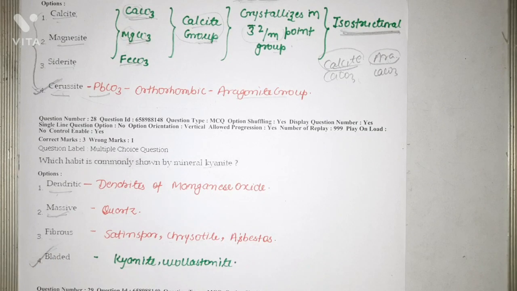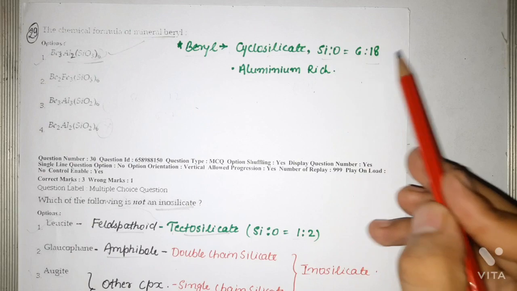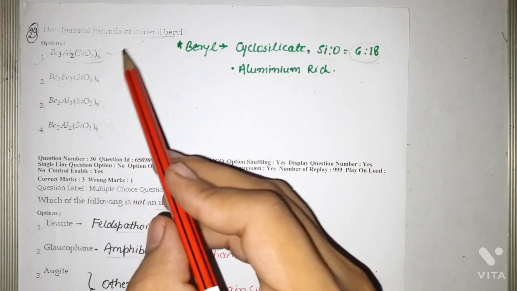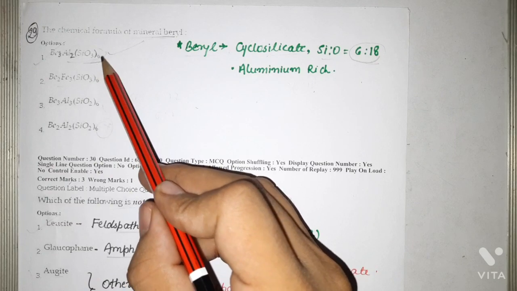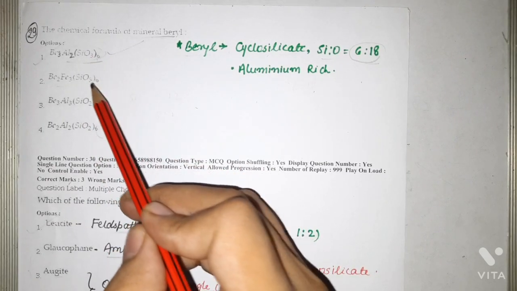Next question says, the chemical formula for the mineral beryl is. Okay, so first of all, beryl is a cyclosilicate. Because it is a cyclosilicate, the Si:O ratio is 6:18. So first of all, we have to check in which chemical formula the Si:O ratio is 6:18, and it is present only in option first and option second. So these two are eliminated.